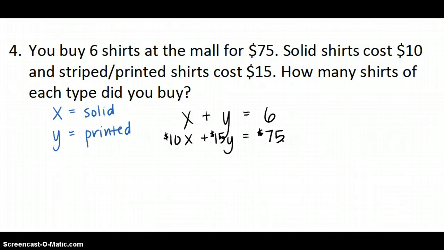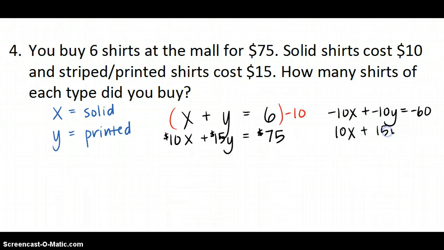Right, so we want to go ahead and solve this so we can figure out how many shirts of each type we bought. This is already set up for the addition method, so I'm going to multiply my first equation. If you want the x's to cancel out, what do you need to multiply by? Hopefully you're saying a 10 just like I'm saying. So if we multiply the first equation by negative 10, I'm going to get negative 10x plus negative 10y equals negative 60. And I'll rewrite my second equation down below. And then we can go ahead and add.